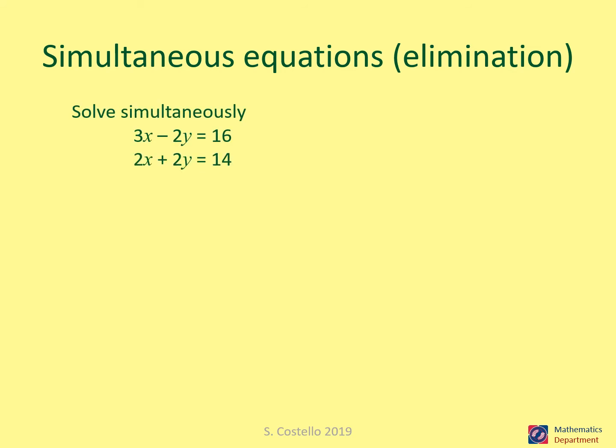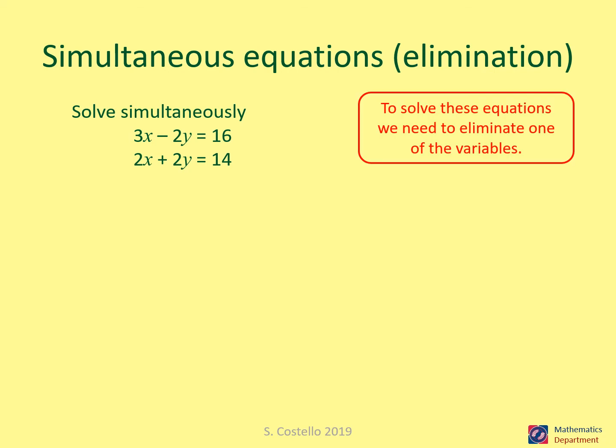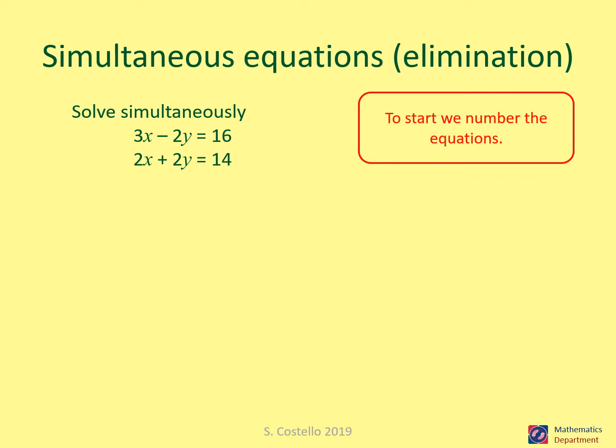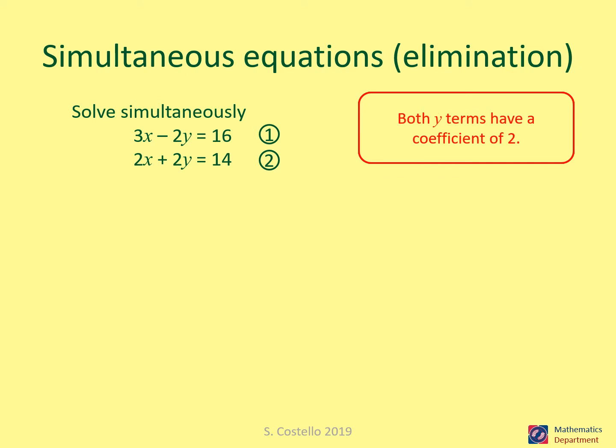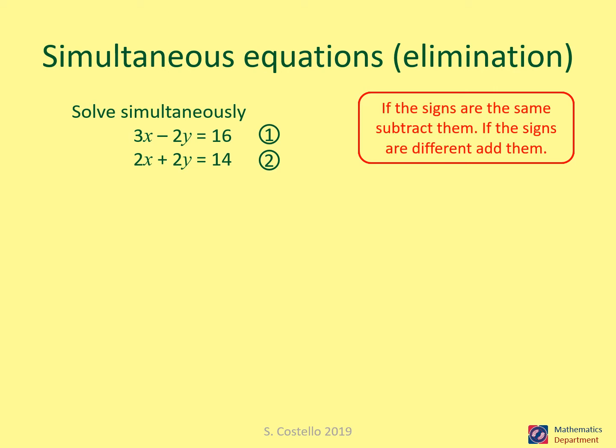So solve simultaneously. 3x minus 2y equals 16, and 2x plus 2y equals 14. Again, to solve these equations, we need to eliminate one of the variables. Either get rid of both x's from both lines or get rid of both y's. So we're going to start by numbering it as we do, equation 1 and 2. Identify if either of the variables have the same coefficient. In these two lines, both the y terms have a coefficient of 2.